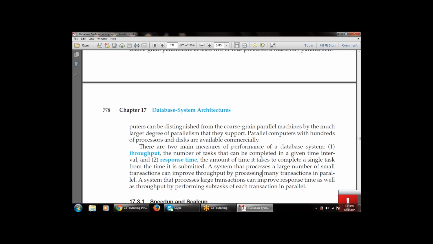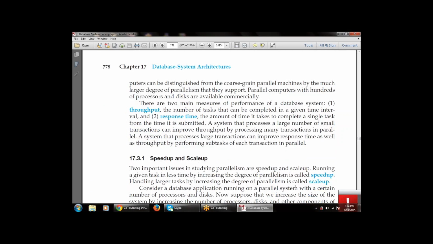A system that processes a large number of small transactions can improve throughput by processing many transactions in parallel. A system that processes large transactions can improve response time as well as throughput by performing subtasks of each transaction in parallel.